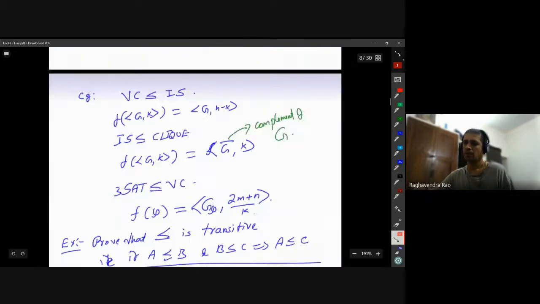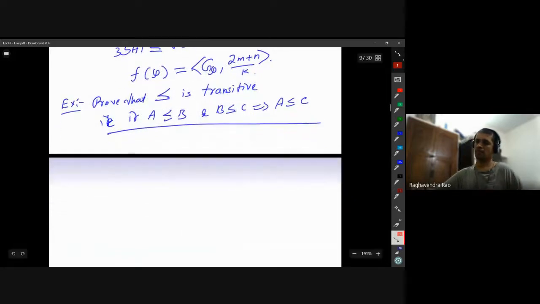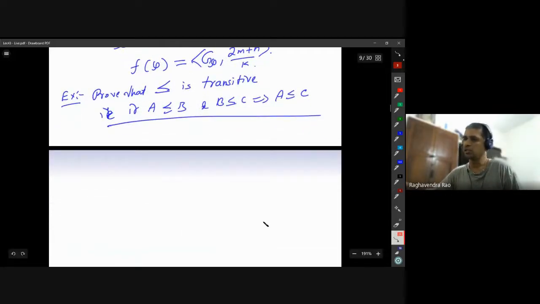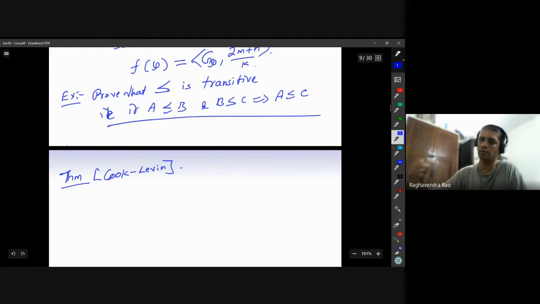The groundbreaking result in this direction is by Stephen Cook, and later improved by Richard Karp. This was also proven in parallel by Leonid Levin, so it's called the Cook-Levin theorem. Theorem: 3-SAT is NP-hard.